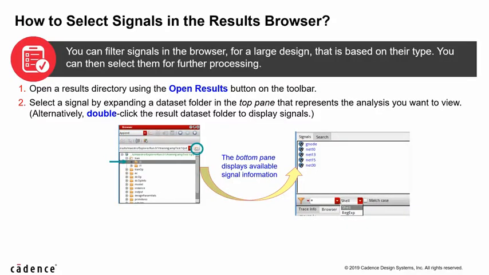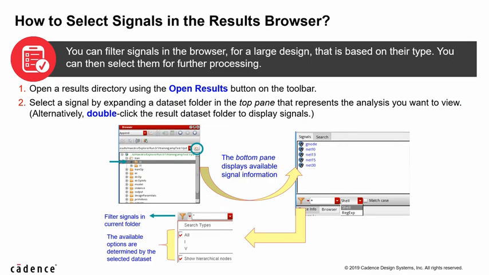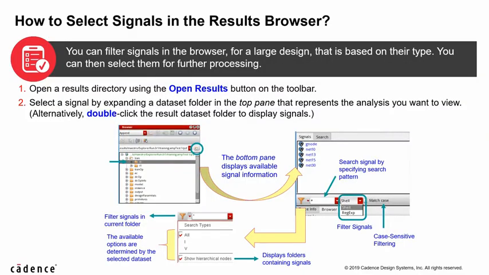You can use filter options that are available at the bottom of the browser to filter signals in the current folder. You can use the pull-down menu to choose the type of signal to search for. Now in the filter options section, there is an option at the bottom called Show Hierarchical Nodes, and enabling this option displays folders containing signals. You can search signals by specifying the search pattern using shell or regular expressions and choosing to match the case also, because they are case-sensitive filters.